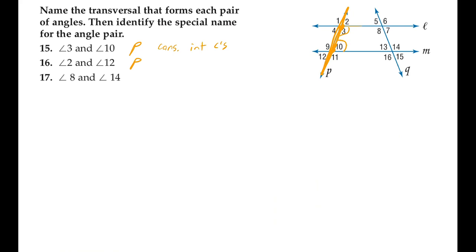So that's consecutive interior angles. 2 and 12 are, I'm going to erase some of this. So that same transversal. But now 2 and 12 are outside of the two lines, but on opposite sides. So that's alternate exterior angles. And then 8 and 14. So 8 and 14, that's this transversal here. And so those are both in between the two lines, but on opposite sides. So those are alternate interior angles along the transversal Q.